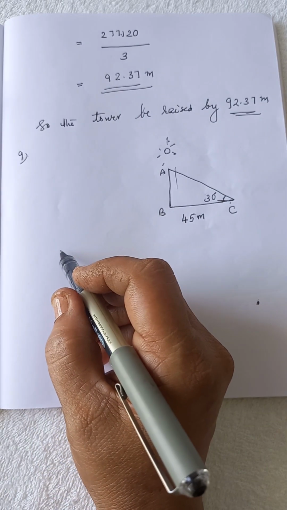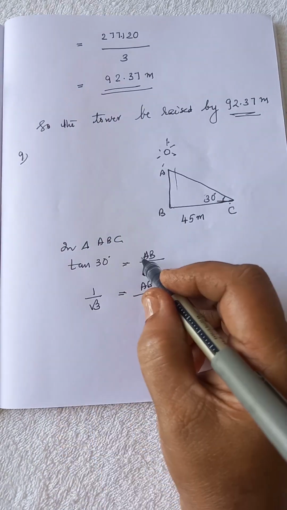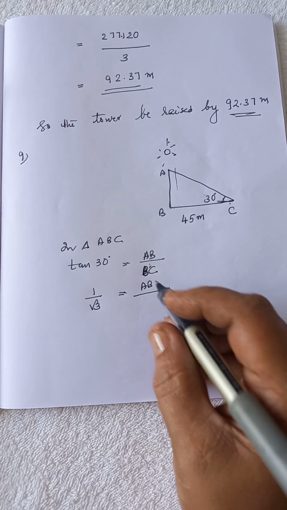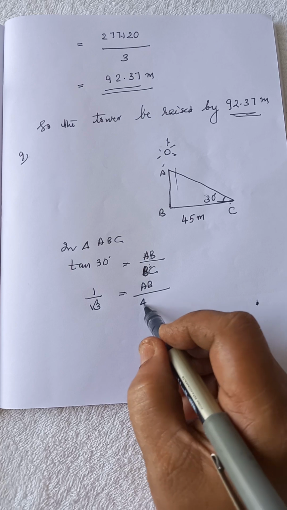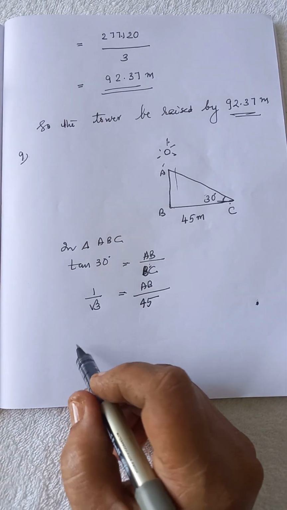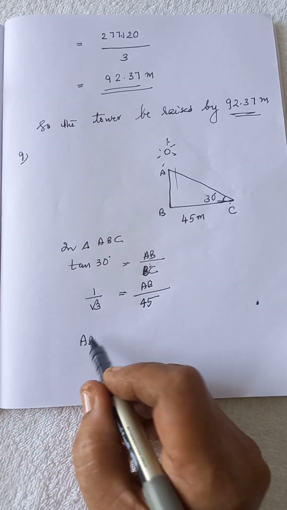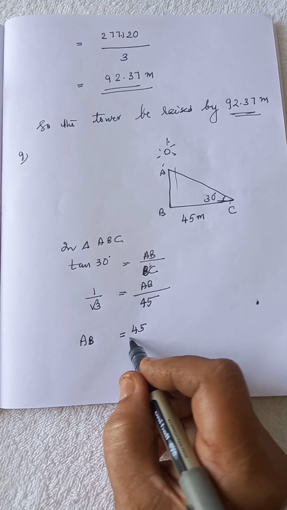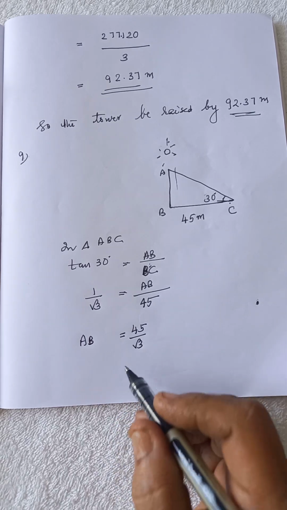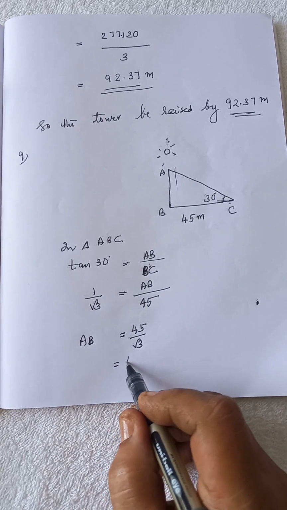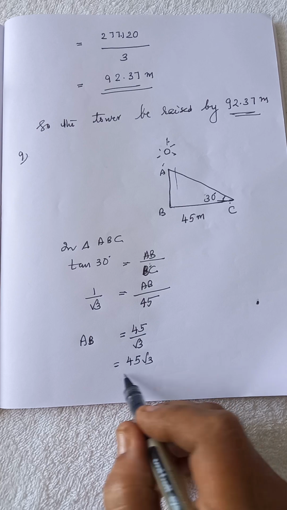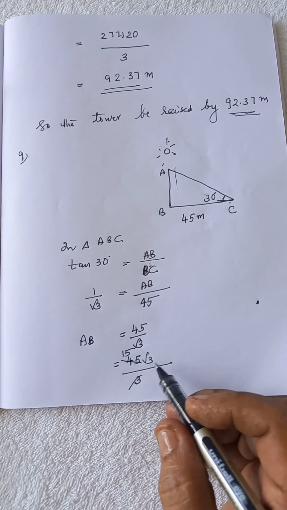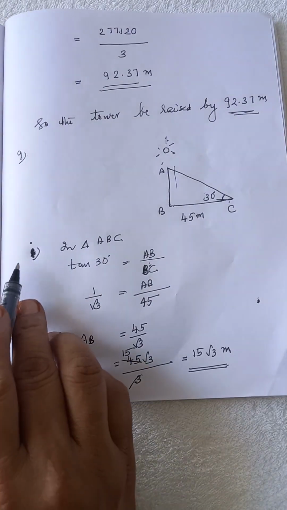So let us write in triangle ABC, tan 30 degrees equal to AB by BC. So 1 by root 3, that is AB by BC, that is given as 45 meter. So what is AB? AB into root 3, that is 45. So AB is equal to 45 by root 3. Now we can rationalize the denominator. So 45 into root 3, divided by root 3 into root 3, that is 3. So this is equal to 15 root 3 meter. So this is first one.